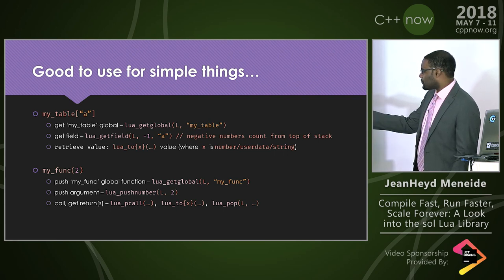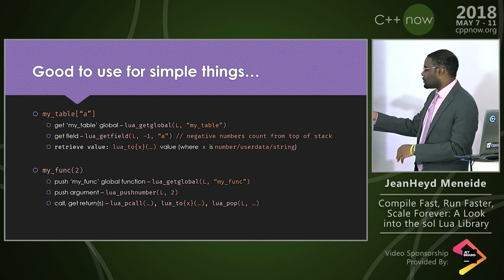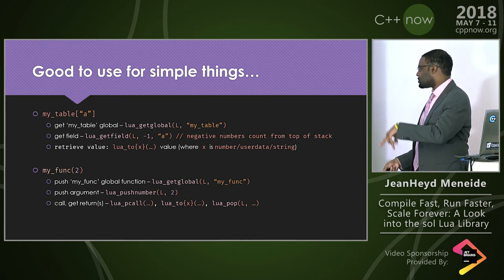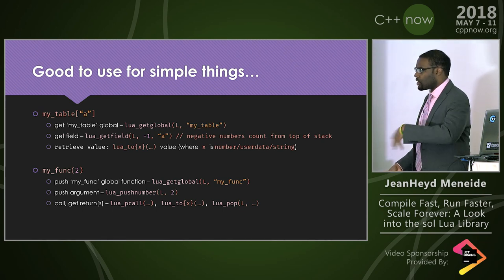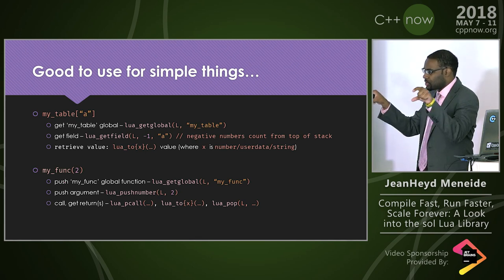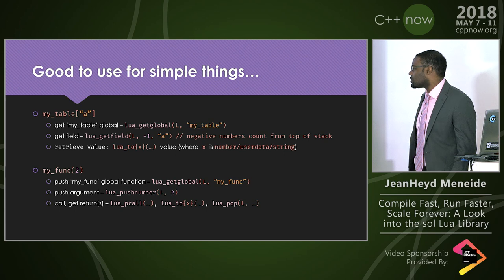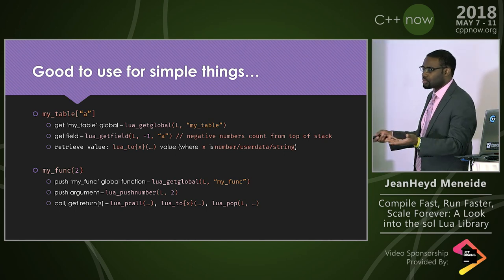Same thing here for calling a function myfunc with the parameter 2. We get the global and put it on top of the stack. We push a number on top of that, and then we use this thing called lua_pcall, which takes the number of arguments and where the function is on the stack, and basically pops all of your arguments off the stack, and then calls that function. And of course, when it returns, it fills your stack with whatever return values, right?